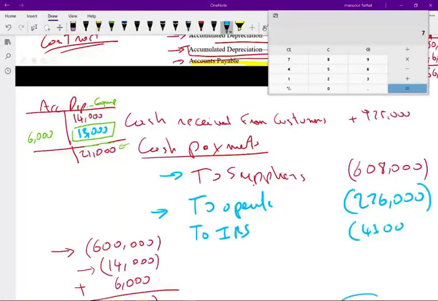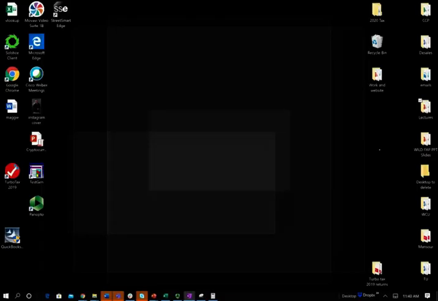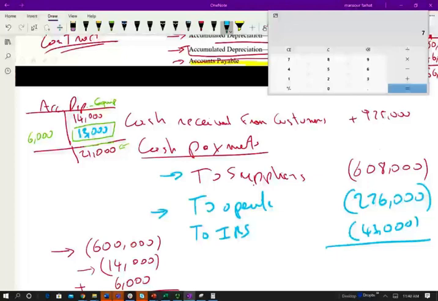It doesn't have to be the IRS. It could be the state, the local government. It doesn't matter. Now I can compute my net cash, either provided or used, but it looks like it's provided. It's more. So 925. So basically, I'm going to take 925,000 minus 226 minus 43. I didn't do that. 925 minus 608, minus 226 minus 43, and net cash provided is 48,000.